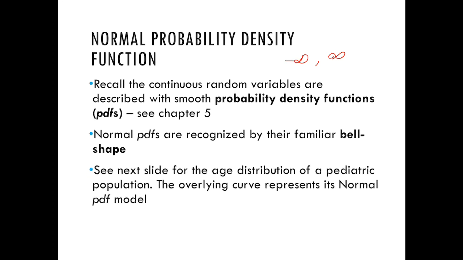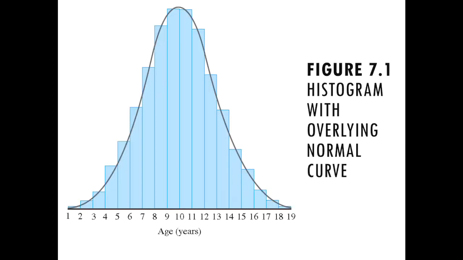We're going to show the next slide, which is an age distribution of a pediatric population, and the overlying curve represents its normal PDF model. So here we have this histogram with ages in years at the bottom, and we have our normal bell-shaped curve, which I probably won't be able to trace, but you can see how the bell-shaped curve is done. When we're talking about normal distributions, we're talking about a bell-shaped curve overlying a certain amount of data.